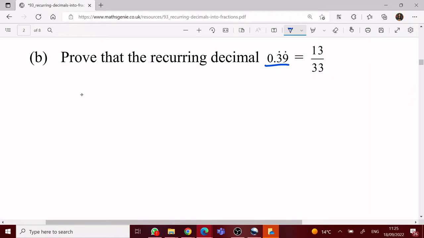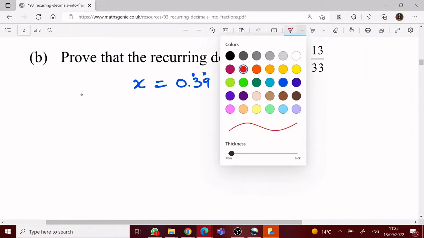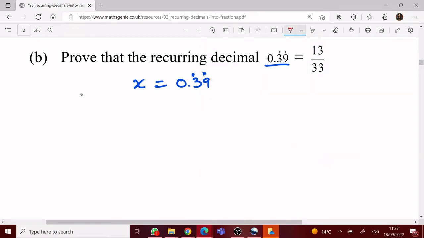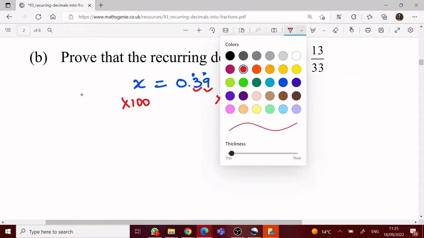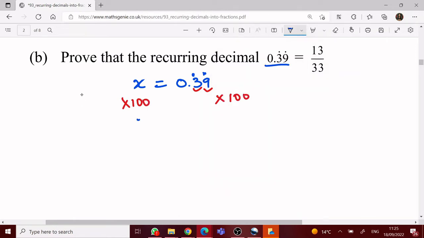First of all, you will assign the recurring decimal they give you to x. So x is equal to 0.39 recurring. Then you will count the recurring decimal places. In here, after the decimal point, you have 2 decimal places, right? So what you will do is multiply by 100 on both sides. And this would give you 100x is equal to 39.39 recurring. So how does this work?